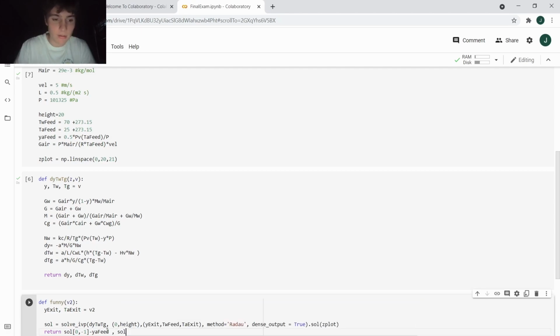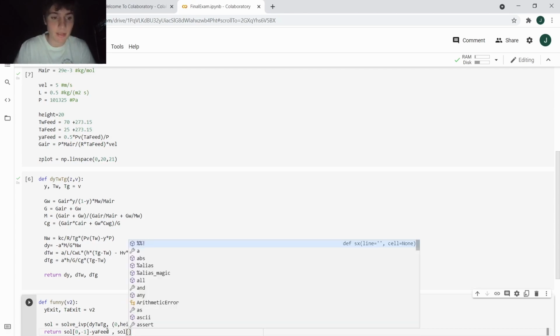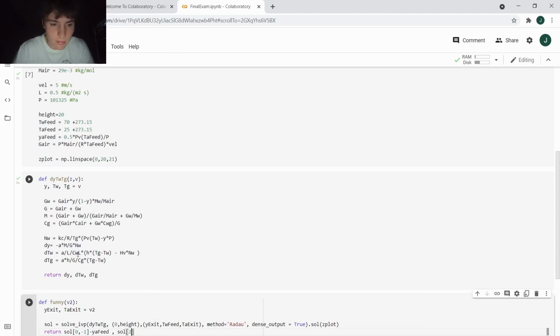And then we also want to do the same thing, but this time for the temperature of the gas, which is the third array. So index of 2, since index starts at 0, and the last value, just like that. And then we subtract that from what we know the temperature of the gas feed to be. Just like that.